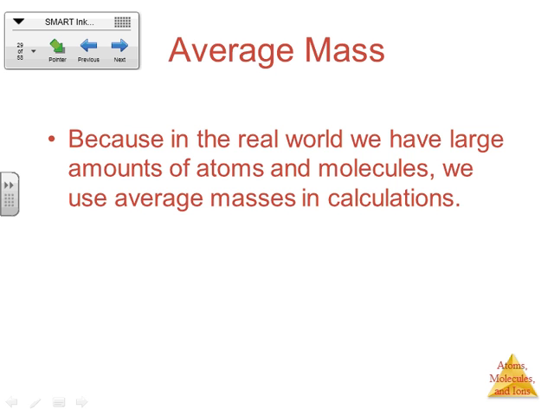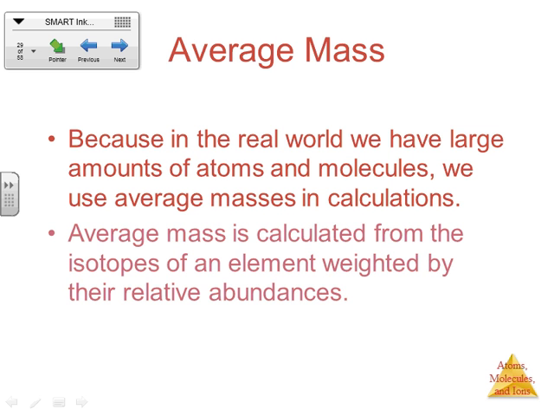Average mass. Now we've got to talk about that for a second because we use average masses in calculations because we have a lot of isotopes, okay? And we want to fairly represent each of those isotopes and their abundance in nature, okay? So average mass is calculated from the isotopes of an element weighted by their relative abundances, okay? This is basically just a percentage thing, okay? And I think you're going to remember this once we get to it. And I realize that last one cut off on you here.